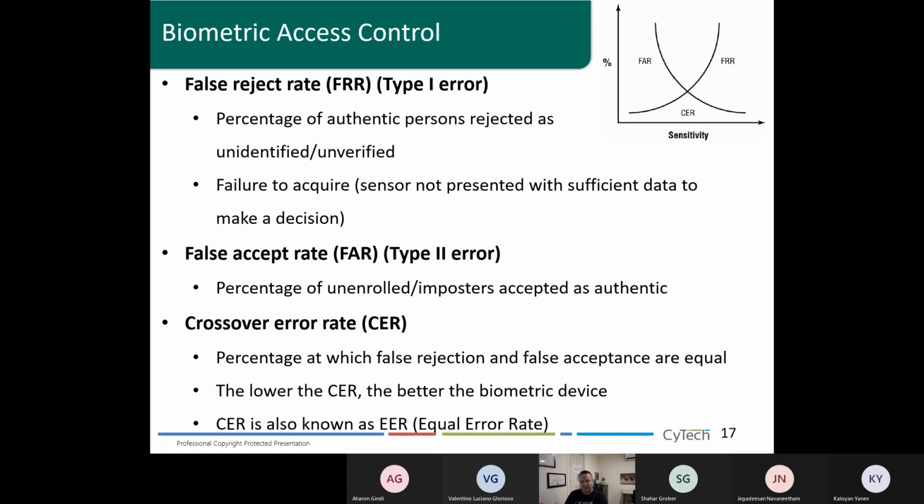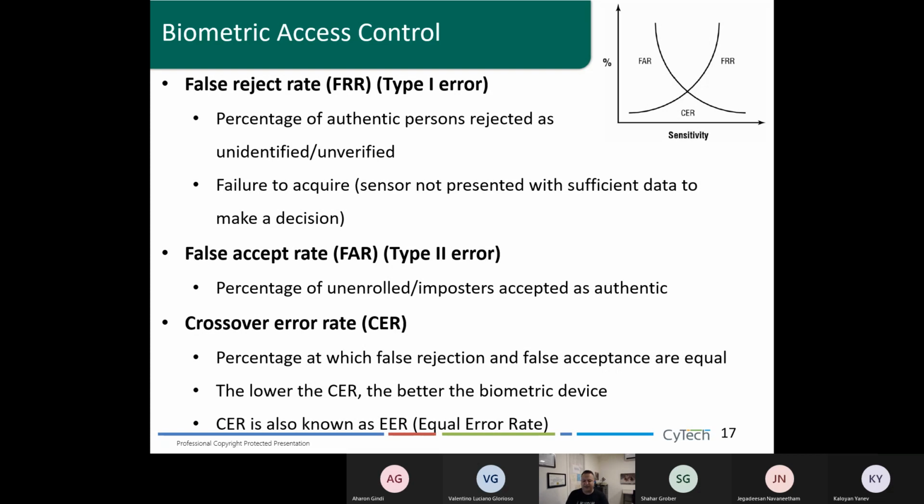Okay, so again, going back to your CISSP exam, they will ask you about type 1 error, FRR, R comes before the A. Type 2 error, FAR, false acceptance. People that are not supposed to enter the perimeter are actually entering the perimeter. So that's false acceptance, and that's the worst one.